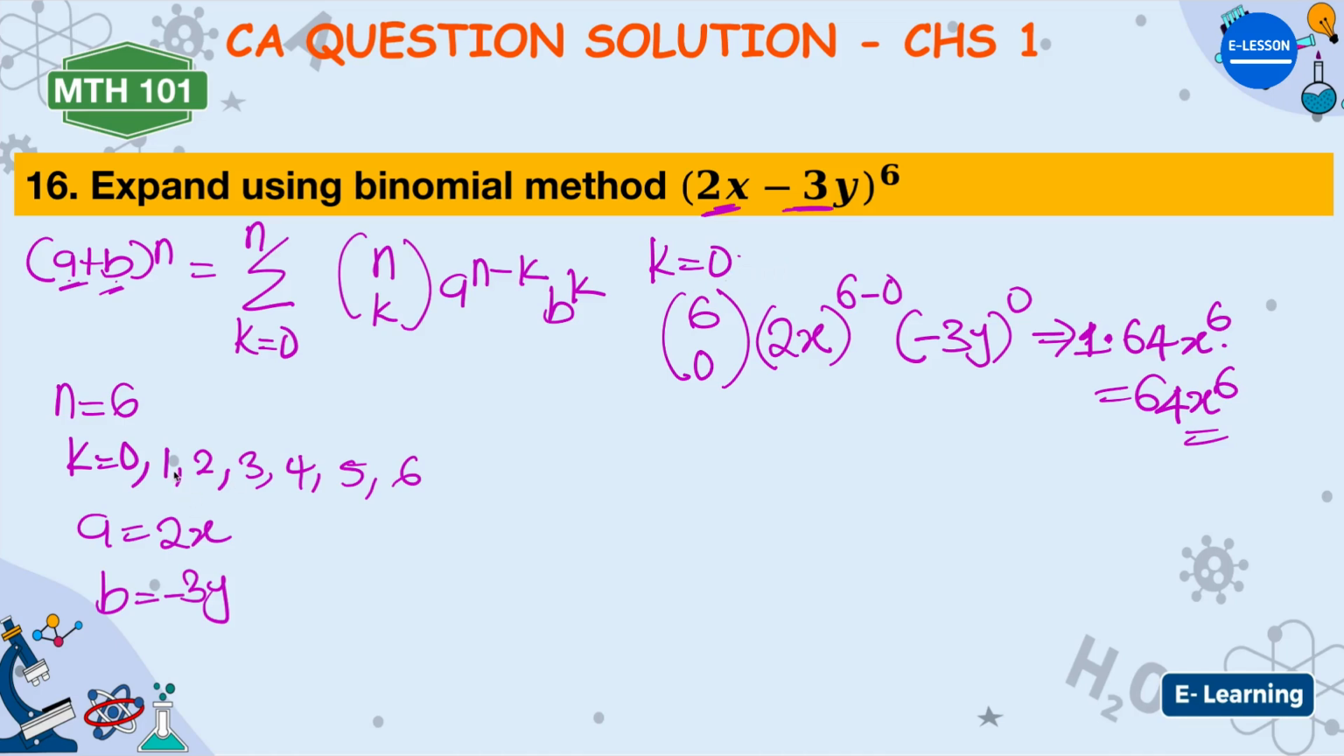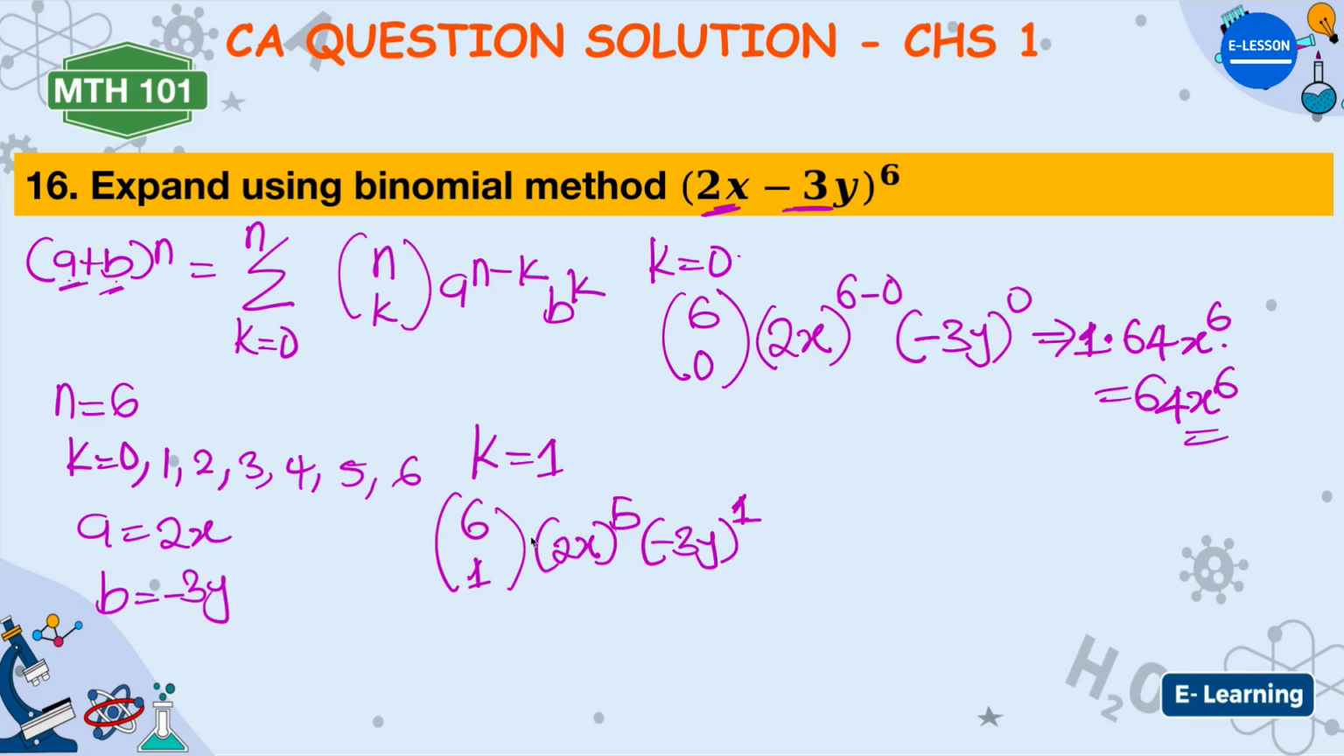And I told you that we are going to do k equal to 1 and so on and so forth. So let us try for k equal to 1. It's going to give us 6 combination 1. a is 2x. Then we have 6 minus 1, because n minus k, where n is 6, 6 minus 1 will give us 5. Then minus 3y. The k value is 1. Is that okay?